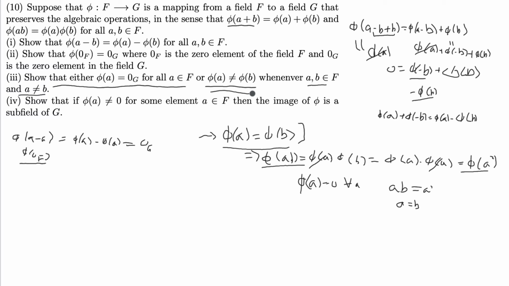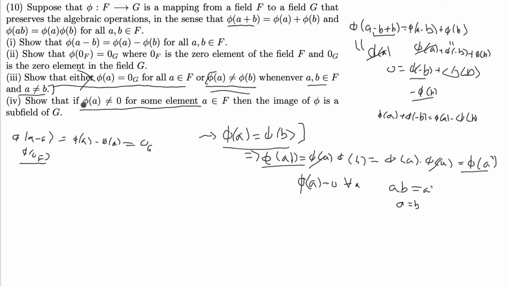Finally, for part 4, we are supposed to show that if phi of A does not equal 0 for some element A in F, then the image is a subfield. Well, first we'll note that if you have phi of A does not equal 0 for some element A, you are excluding this case. And since we've shown that it's either this case or this other case, then we must be in the other case, that unequal outcomes come from unequal inputs. So we can show that we have a subfield in the following sense.